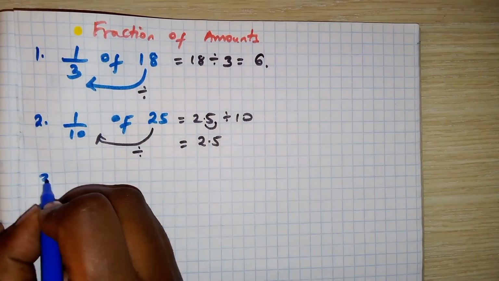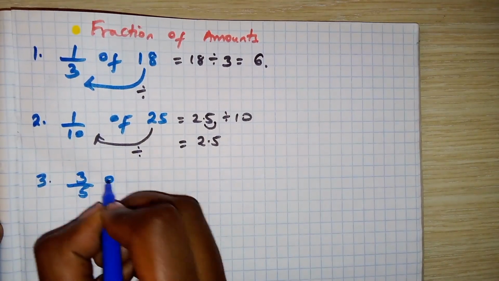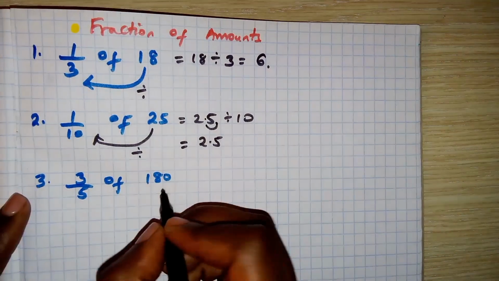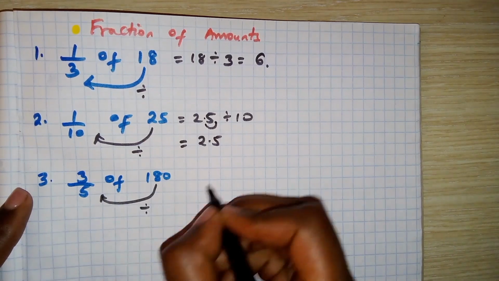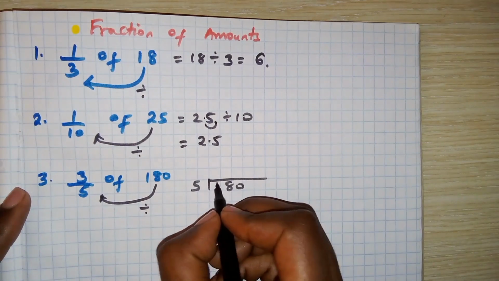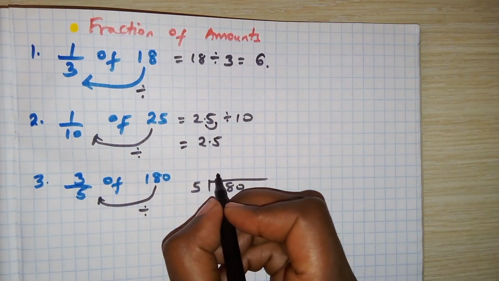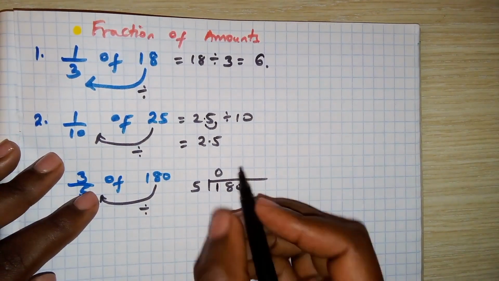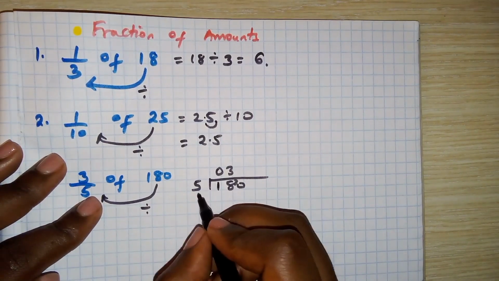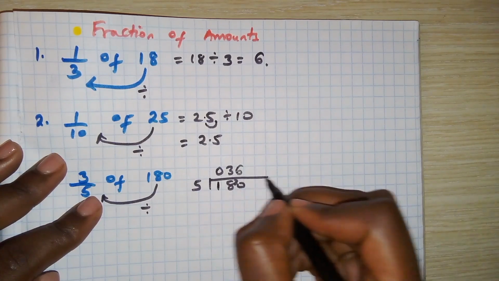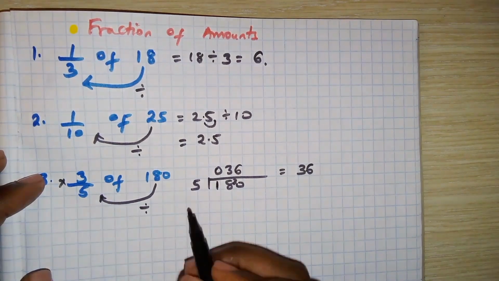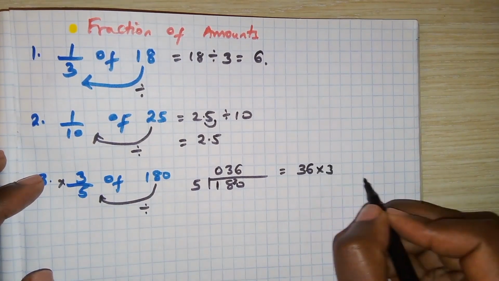Okay, so number 3, we have 3/5 of 180. So we have 180 divided by 5. 5 can't go into 1, so you put a 0. 5 can go into 18 3 times because of 15, remainder 3. And then 5 goes into 30, 6 times. So we have 36. And then you multiply by the number on top, times 3.